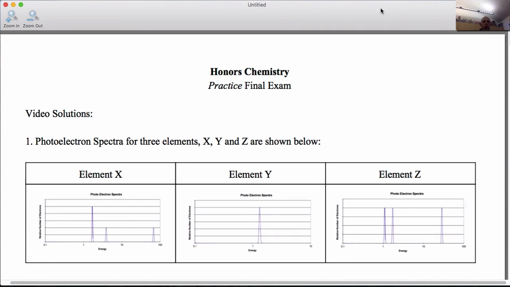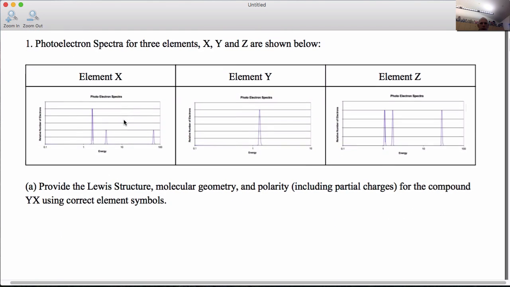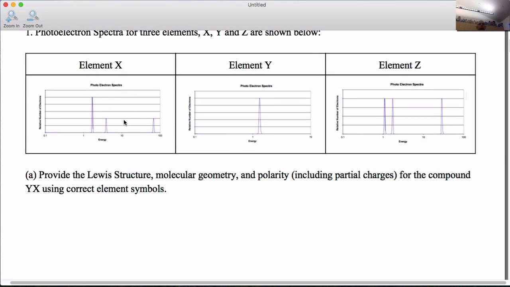So for problem number 1, it wants us to draw the photoelectron spectra for 3 elements, X, Y, and Z. Okay. So the first thing we have to do is determine what X, Y, and Z are. If we go through and do that, we see that this is 1s2, 2s2, 2p, and that is twice as big, so that's going to be 2p4. So we know that this is oxygen.